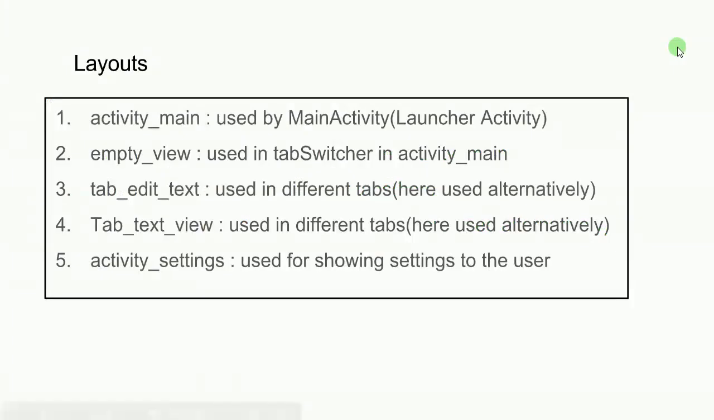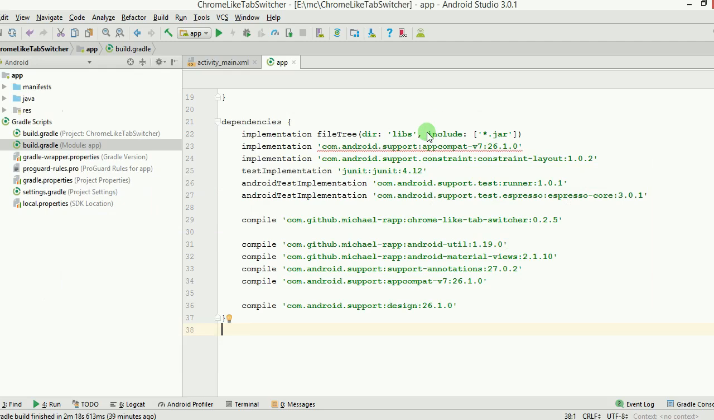Talking about the layouts that are required, the first layout is activity_main. This is the main layout that is being used by the launcher activity. Then we have an empty view. This is another layout which gets utilized in another layout, which is activity_main. It is used in TabSwitcher and activity_main. When I show you these two things, you will understand. So let me first show you how it is being used.